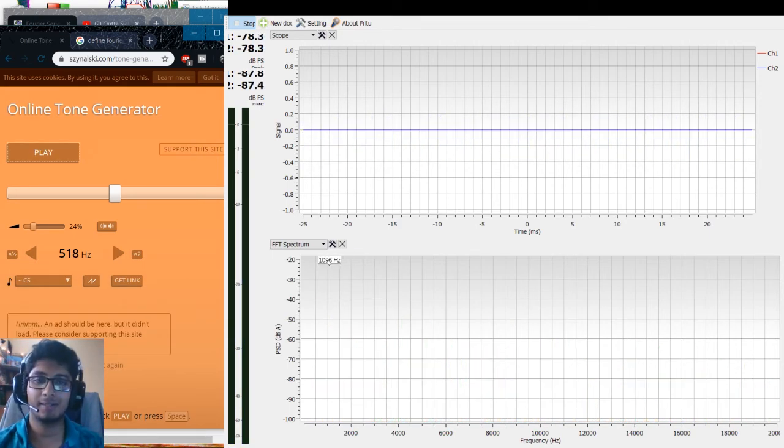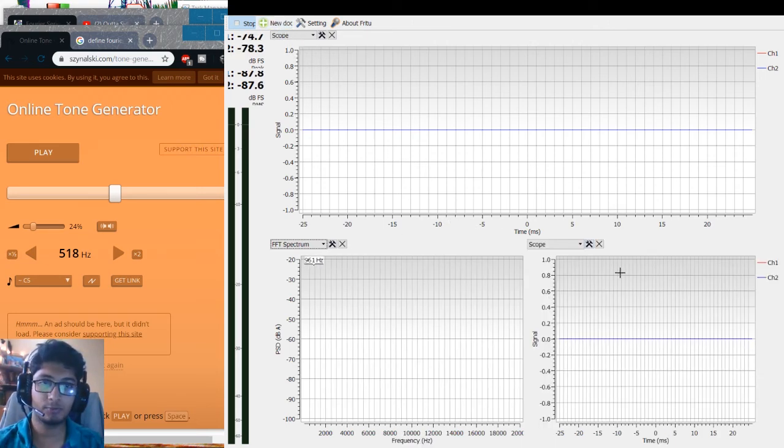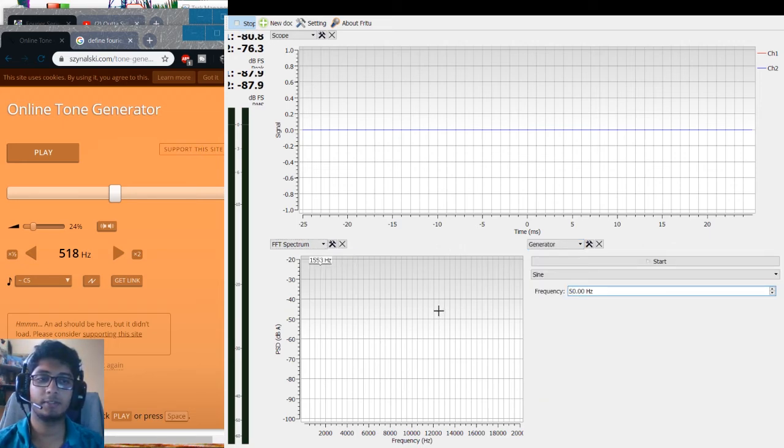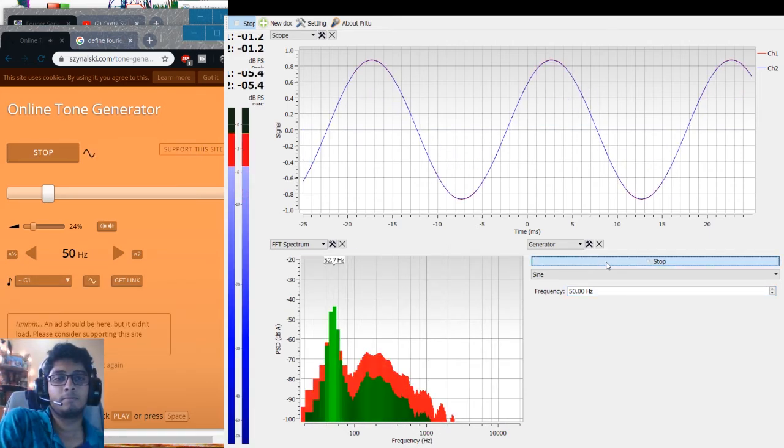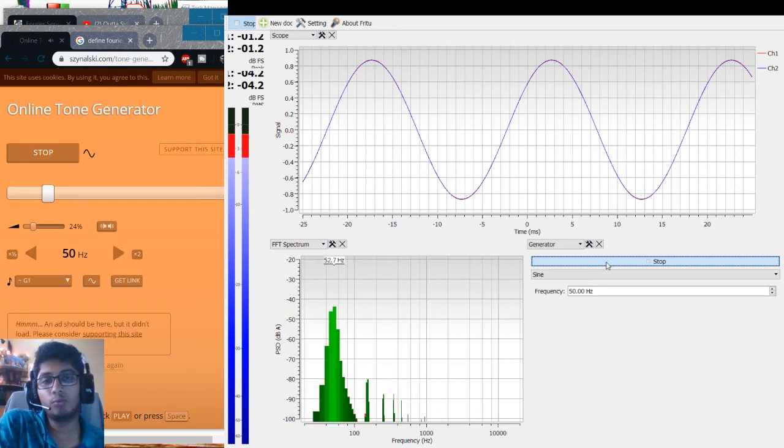So let's turn this a little interesting, okay? Let me produce two sine waves. I'm producing a 50 hertz sine wave, and here also. Okay. So as you can see, I produced two 50 hertz sine waves and the amplitudes added up, and we can see we have a resulting wave with a greater amplitude.